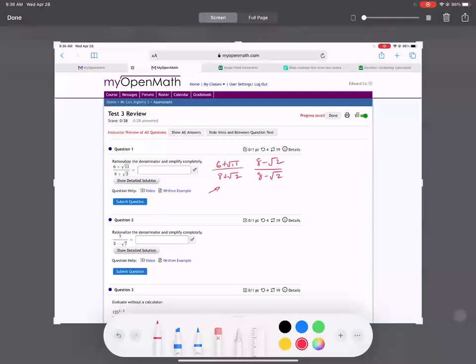The top will be a little bit of a mess. That's fine, but the bottom cleans up nicely. Sorry, not 8, 64. 8 times 8 is 64 minus 2, because the square root of 2 times square root of 2 is just 2. So the bottom is nice and clean. The top is the part that's messy.